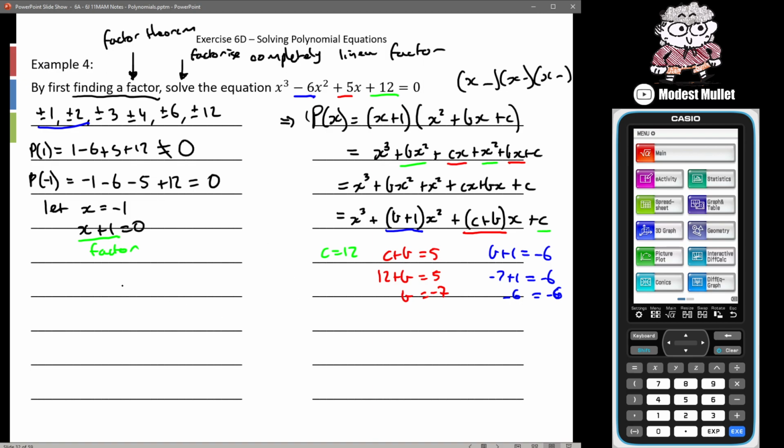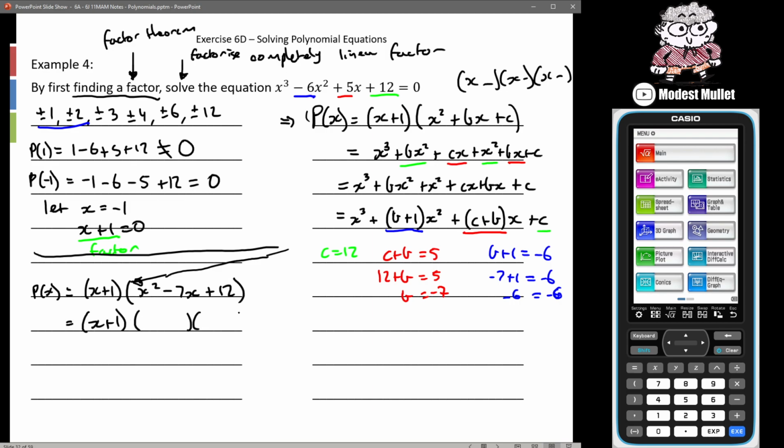So I can write now, and I'm going to come back over to the left, over here, just to leave a little bit of space. We've now got p of x is equal to, we fill it in, x plus 1, bracket, x squared minus 7x plus 12. Now I've got that quadratic. Finally, I can apply any of my quadratic skills to try and factorize it. I'm going to try and do that using inspection. So two numbers multiplied to give me 12 and add to give me negative 7. That's going to be x minus 3, x minus 4.